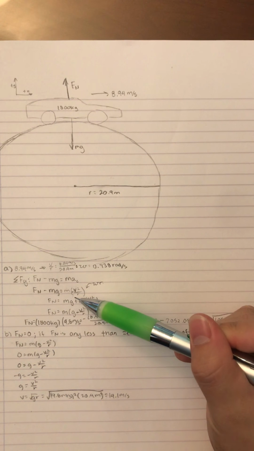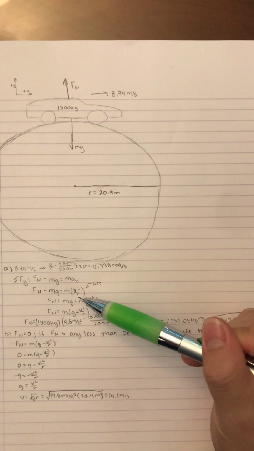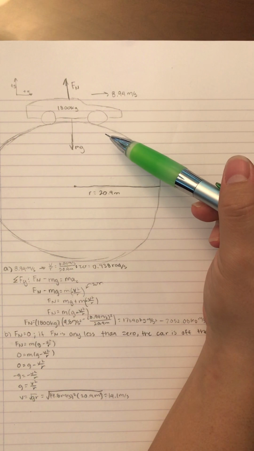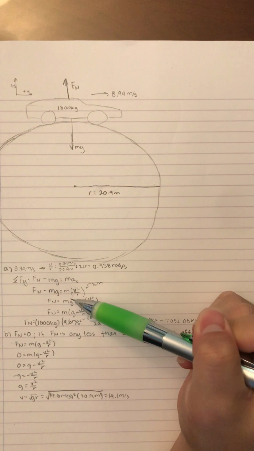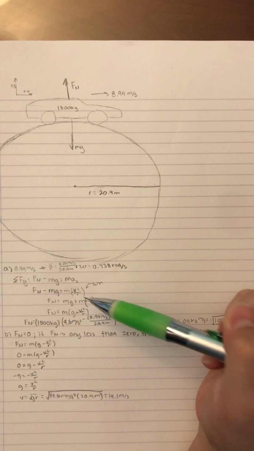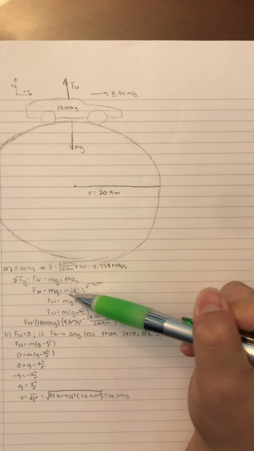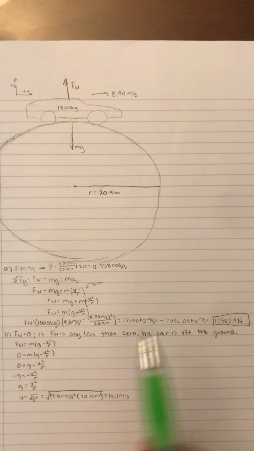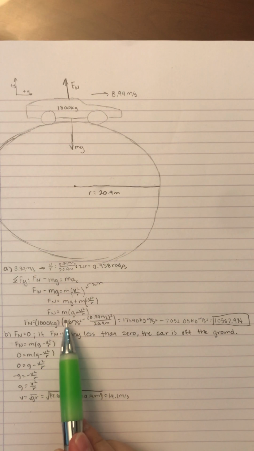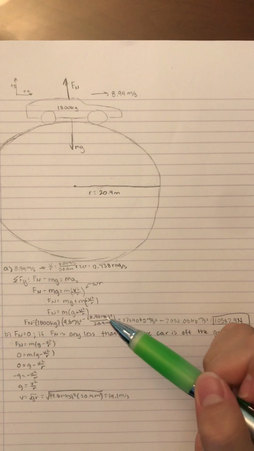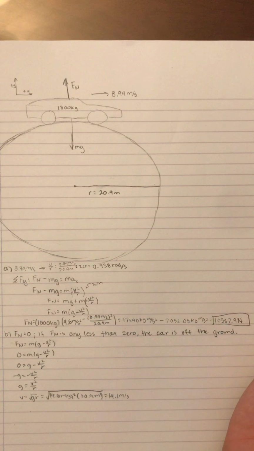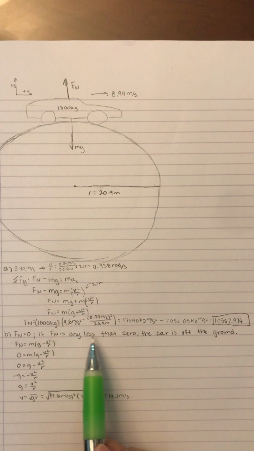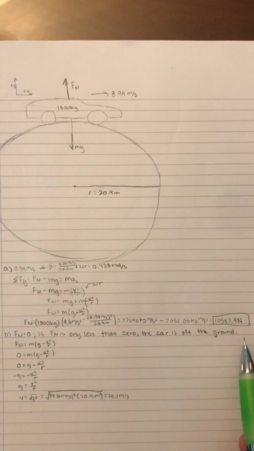squared over r, but theoretically, the more velocity we have, wouldn't the car be lighter? So we would make that a negative value, and if we put the normal force onto one side, we would get that the normal force equals the mass times g minus v squared over r. And when we solve for that, we plug in our values and we get about 10,000 newtons.